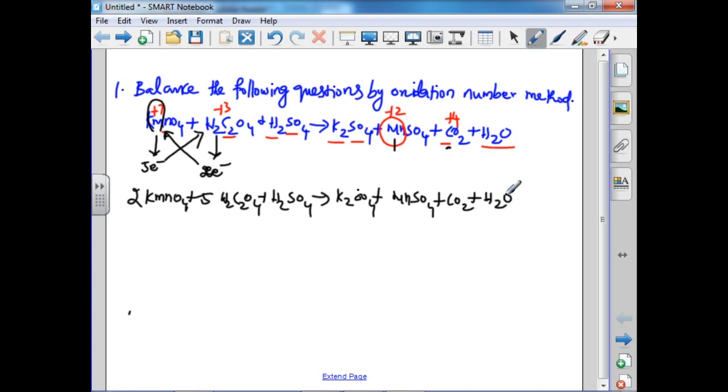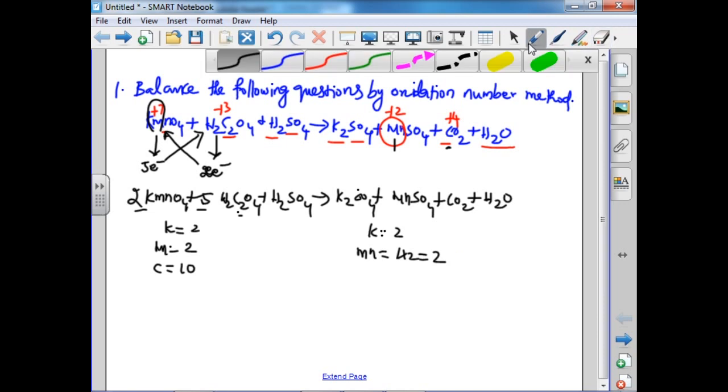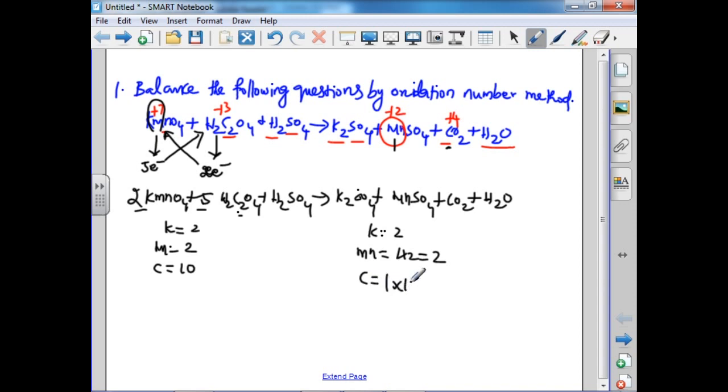Next, balance the atoms from the reactant and the product side. First, potassium, K: reactant side 2, product side also 2. Mn: reactant side 2, but product side only 1. So multiply by 2. Carbon: reactant side 10, but product side only 1. So multiply by 10.